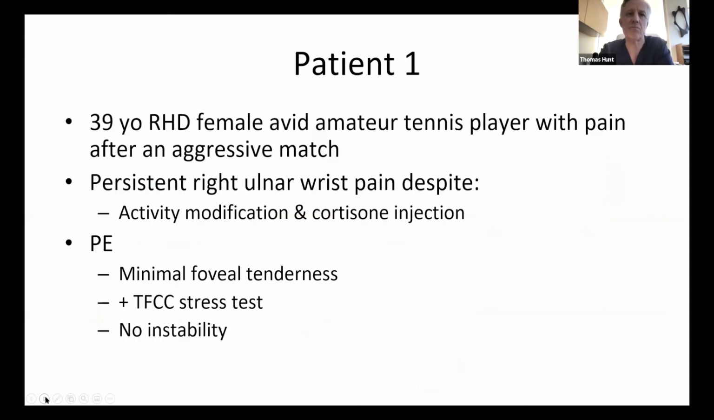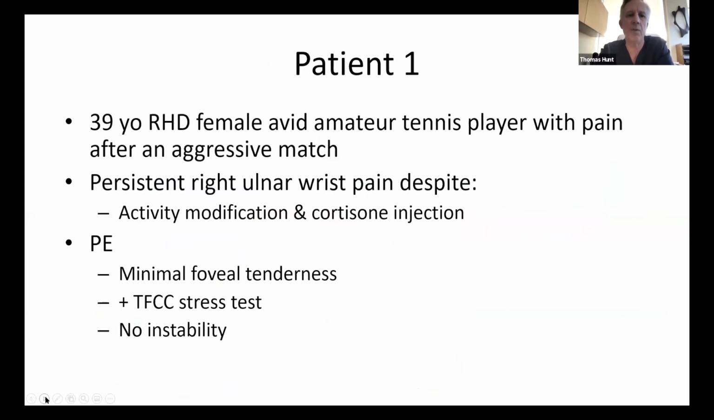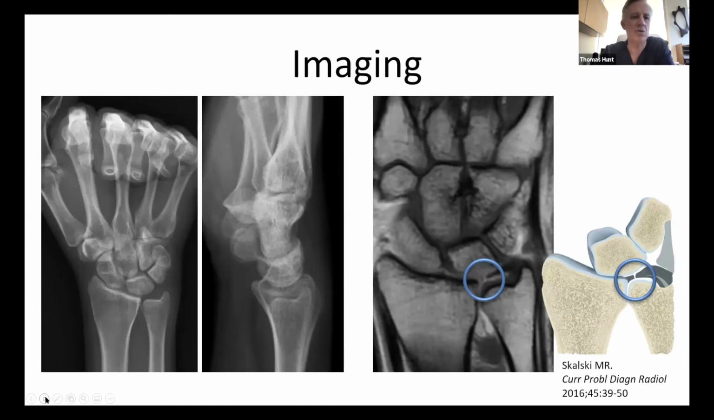Next, please. So this is a patient, a 39-year-old female, avid but amateur tennis player with pain after an aggressive match, seen in Mississippi, actually, and had persistent right ulnar-sided wrist pain despite appropriate activity modification, cortisone injection, etc. Good treatment. On physical examination, this patient had some mild but not particularly impressive foveal tenderness. She did have a positive TFCC stress or grind test, as was demonstrated, and no evidence of instability. Next, please. Here are her x-rays. Grip view shows us ulnar variance is neutral, and we can talk about the impact of ulnar variance and how people think that might affect treatment.